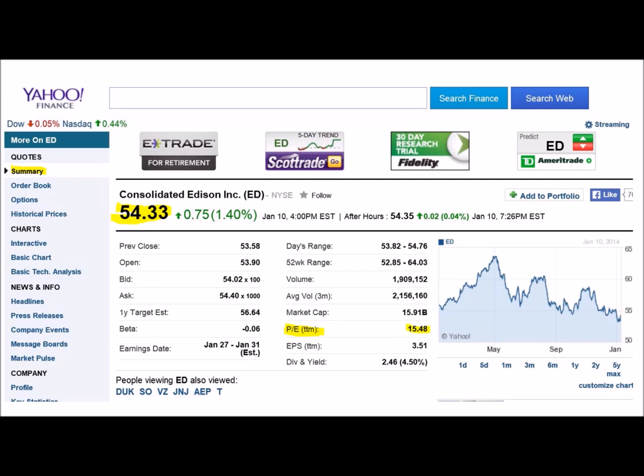The P/E ratio is basically the price that you paid for the stock divided by its earnings. So in this case, the P/E ratio is 15.48. If the price had been $100 and the earnings had been $10 a year, your P/E ratio would have been 10. Generally, a stock that has a P/E ratio of under 19, I do not consider to be overvalued. Anything over 19 may be overvalued.